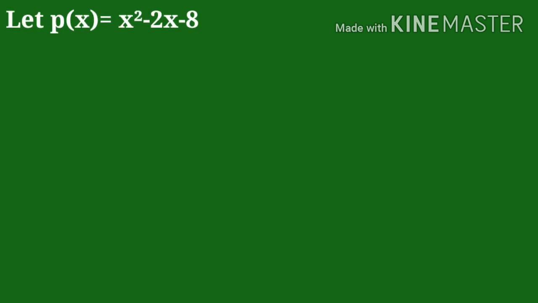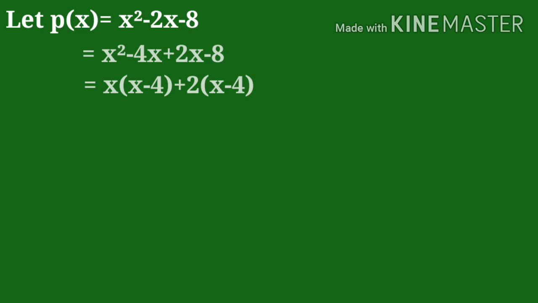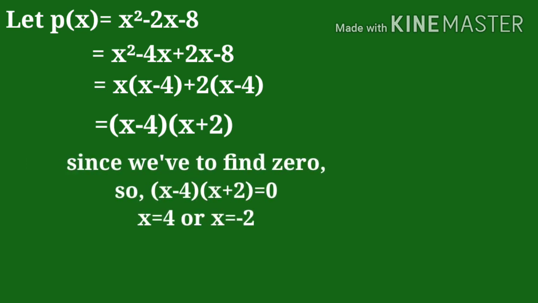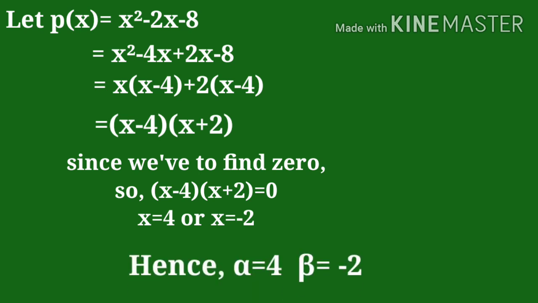Here we have the quadratic polynomial x square minus 2x minus 8. To find its zeros, first let us factorize this by the method of splitting of middle term, you know very well, and we get the factors as x minus 4 and x plus 2. In order to find its zeros, let us equate the factors to 0, and we get two zeros of this polynomial, that is alpha equal to 4 and beta equal to minus 2.